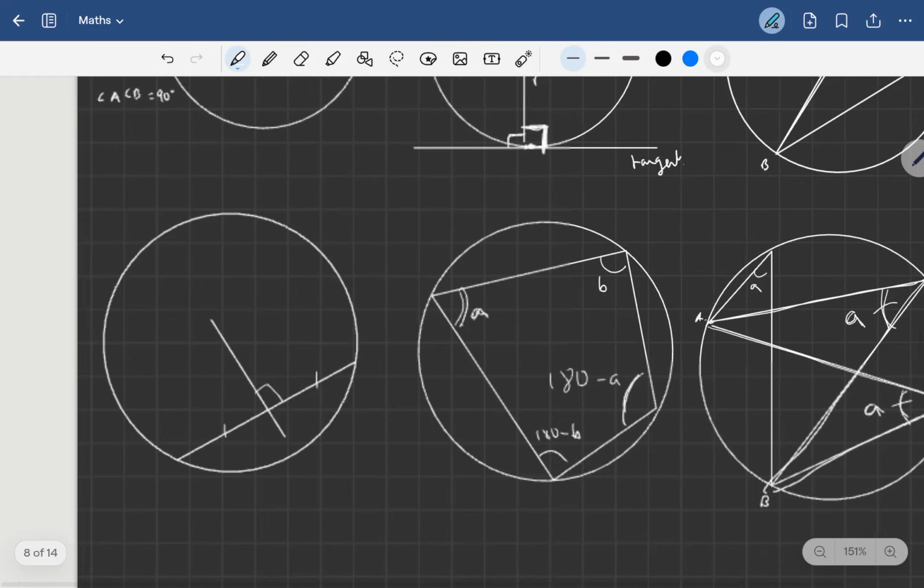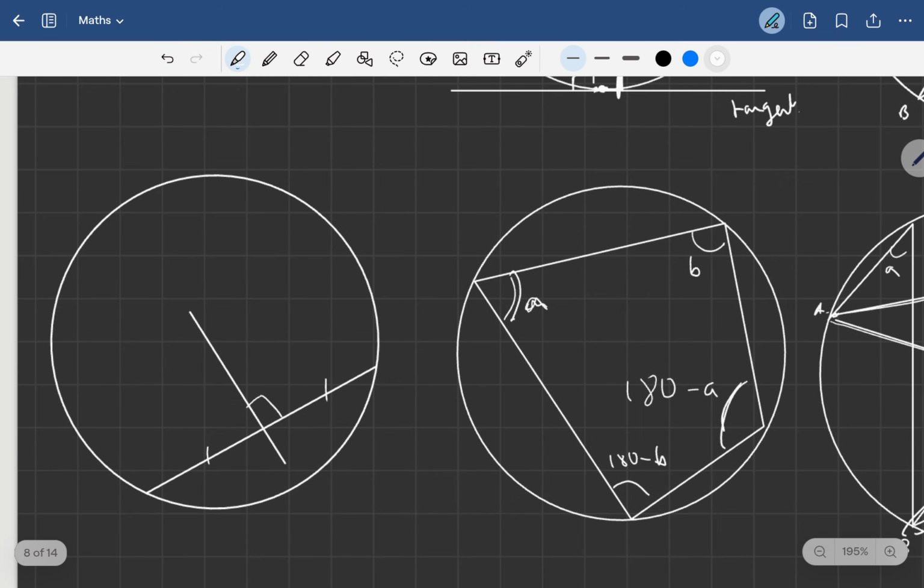Now, the next circle theorem is, say we have a chord. Okay, this line right here is the chord, and then we bisect the chord 90 degrees. This side is equal to this side. This line right here, the bisector, will always run through the middle. Okay, and this is actually how we find the center of a circle.